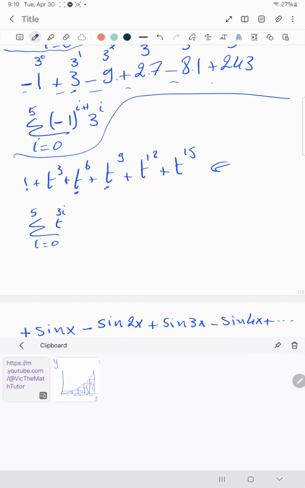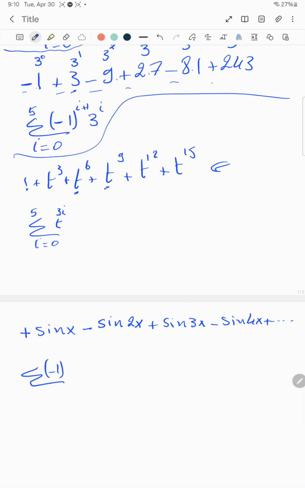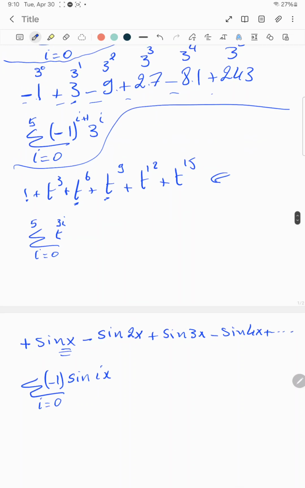When I start with positive, that means I want this exponent to be even. So I start with i equal to 0. Then it will be positive sin ix. But I will mess this up, because I can't start with 0: sin of 0 is 0, but I want to have sin x. So what I will do, I will start with 1 here. And here I'll put i plus 1.